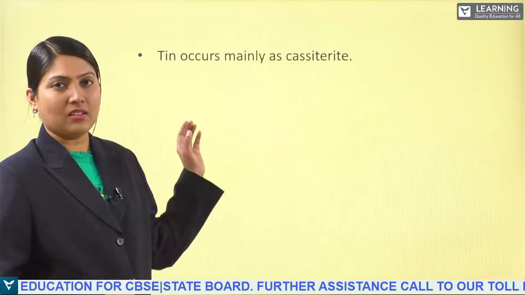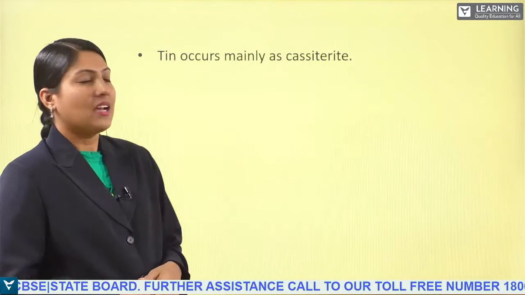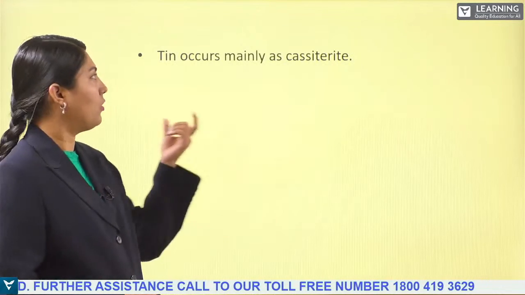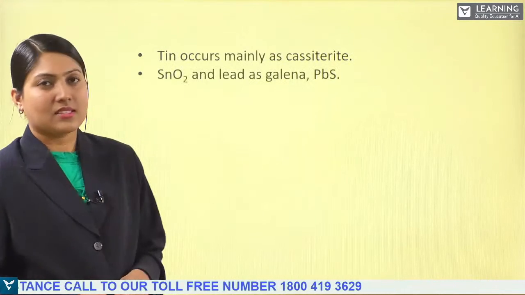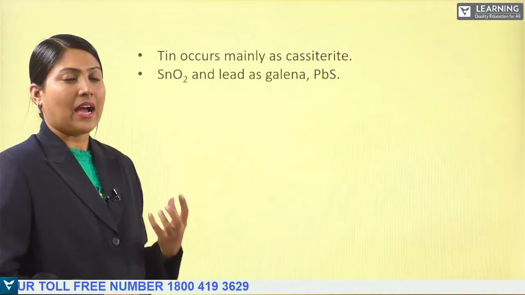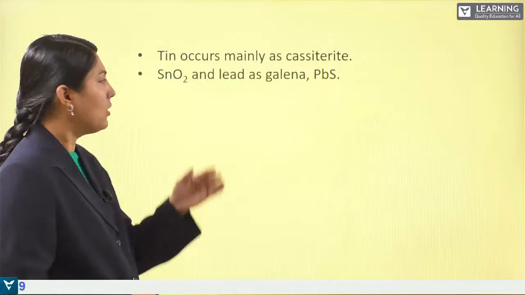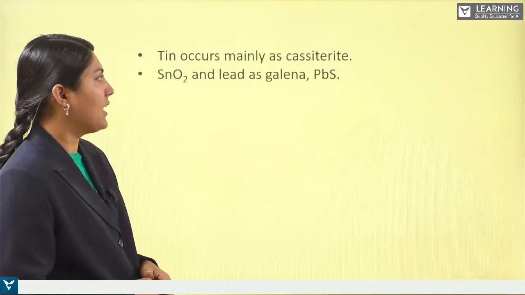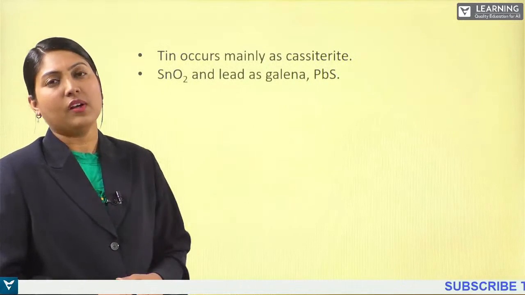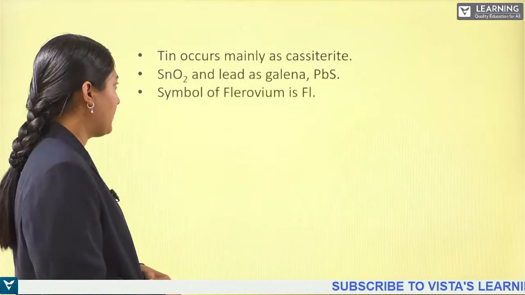So tin occurs mainly as cassiterite. It is the ore of tin. And stannous, or tin, is in the form of oxide. So tin oxide or stannous oxide, and lead is present in the form of lead sulfide, which we call galena.